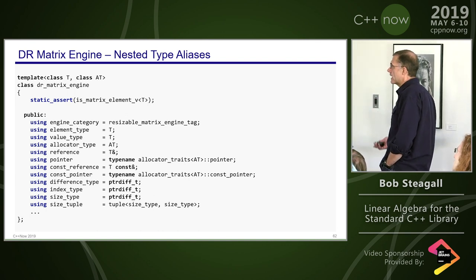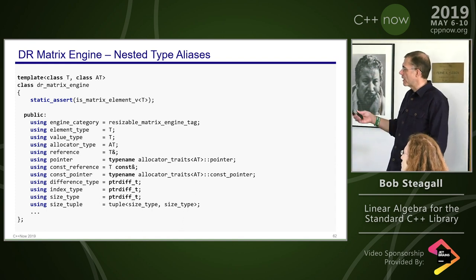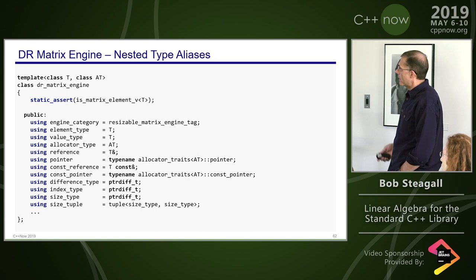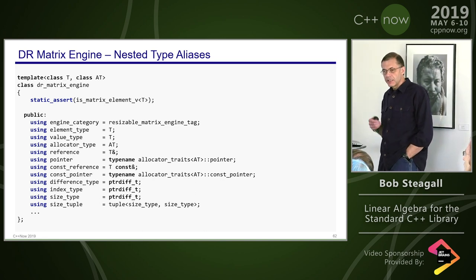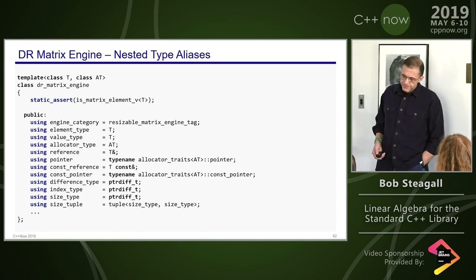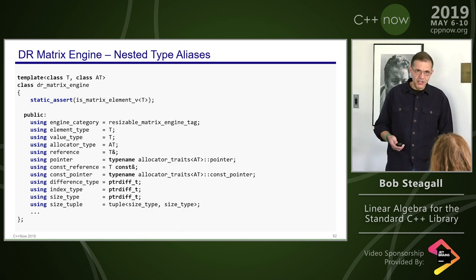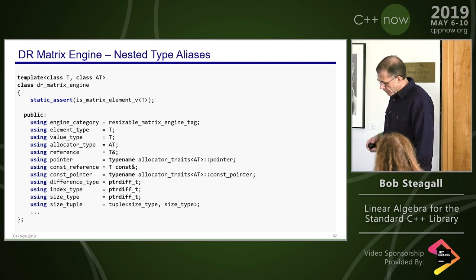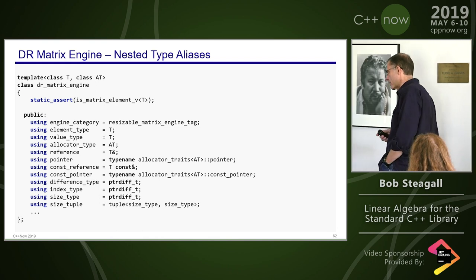I've nested aliases for element type and value type, allocator type, reference, pointer, const reference, const pointer, the kind of things that you see in the standard containers. Difference type. One thing that we do differently from the standard containers is we distinguish between the size type and the index type. There's this whole size_t versus ssize_t discussion, and the question of whether member functions that return size should be returning signed or unsigned types.